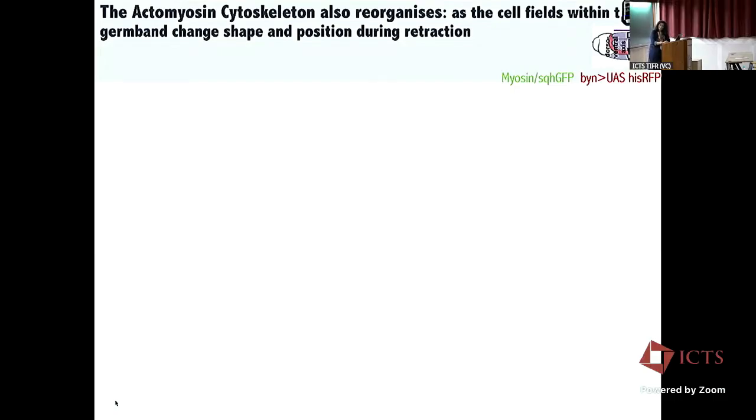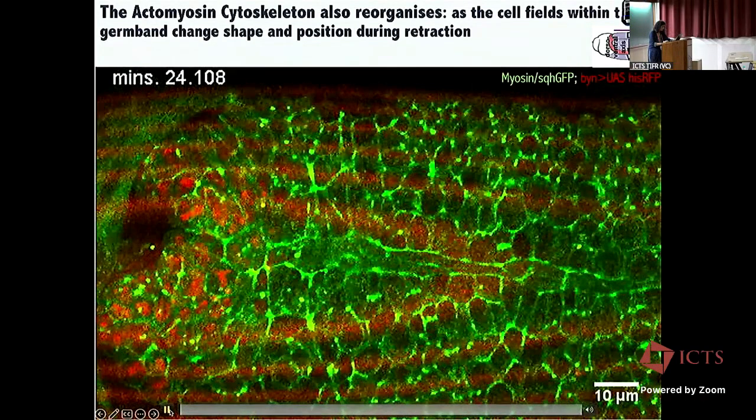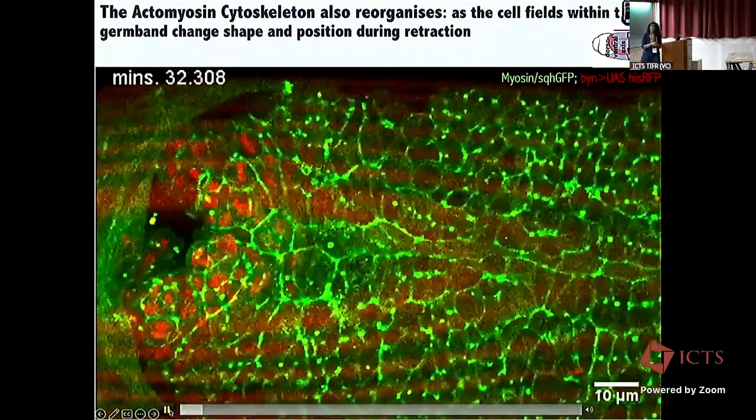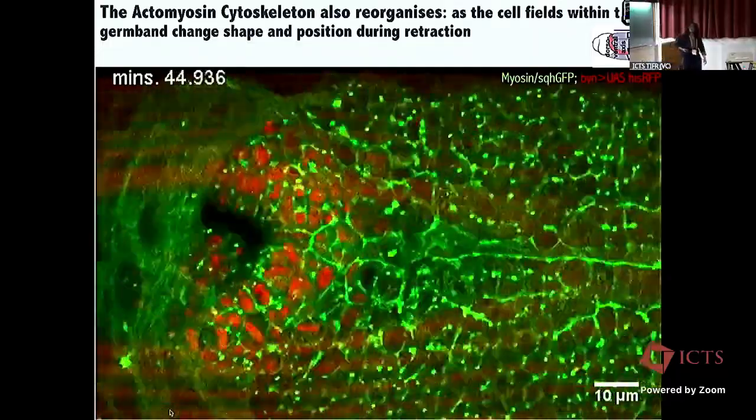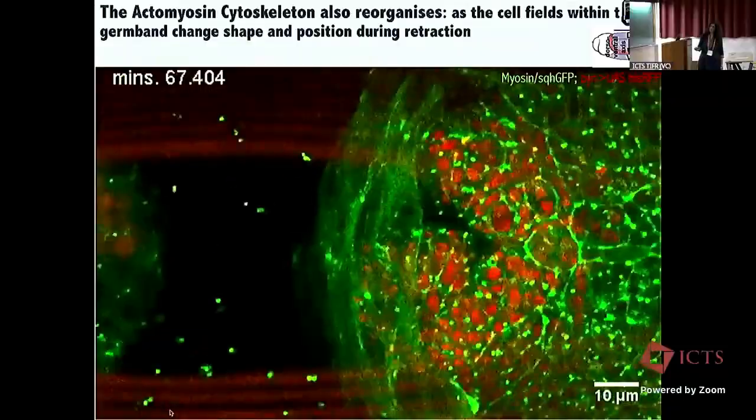And so the next question we wanted to ask is how these gradients and transitions are achieved. And we just focused on the usual suspects, the actin cytoskeleton. And here you can see what happens to myosin. This frame keeps shifting back to here so that you can see it.